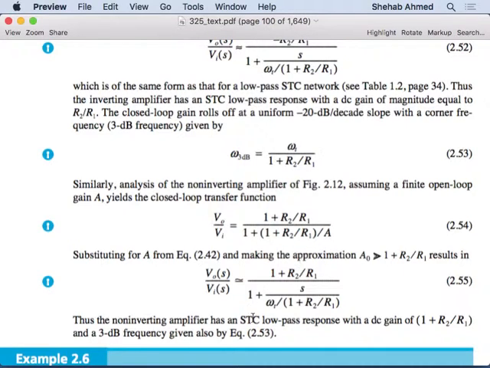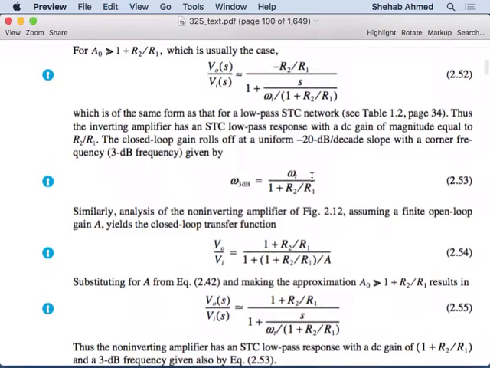Right? And they both have the same break frequency. This is the break frequency. The break frequency is omega t over 1 plus R2 over R1. It's the same break frequency. So the inverting and non-inverting amplifiers are both going to become like a low-pass filter.